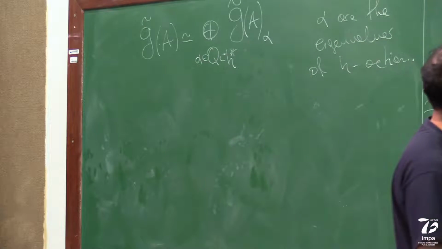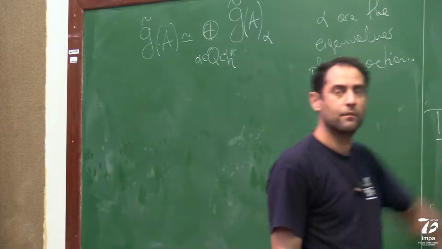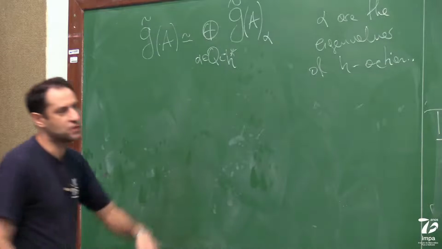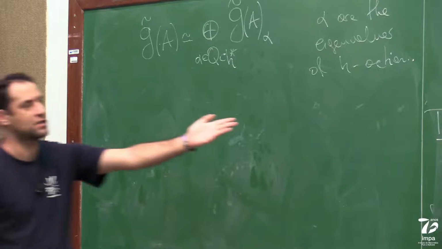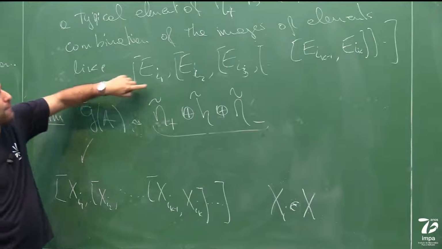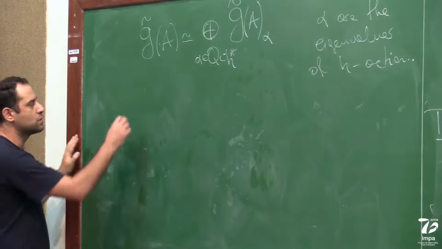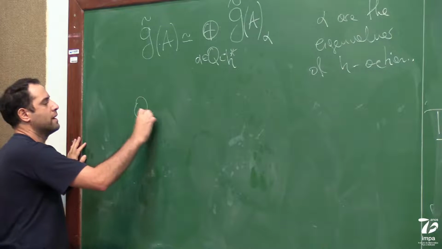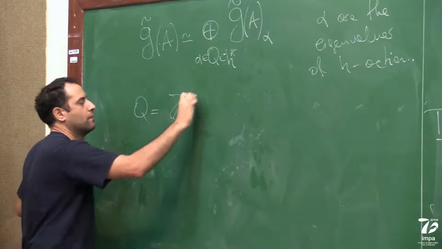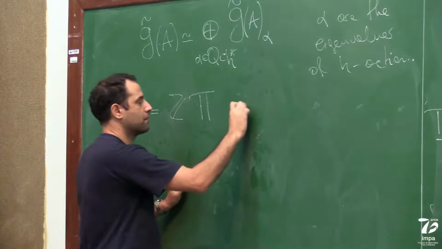Well, since the eigenvalues for each one of these HIs is the simple root alpha I, and we've just checked that by adjunction, by the fact that the adjoint action is a derivation, you just get the sum of all the eigenvalues for each one of these. So this Q here, it's easy to see what it is. Q is equal to Z pi, where these are the simple roots.